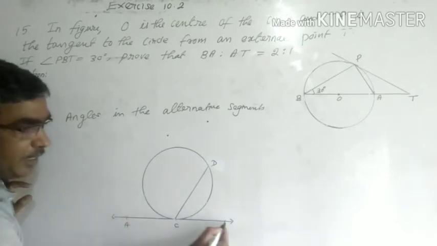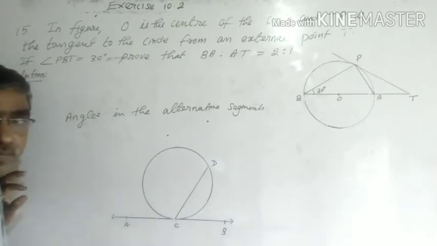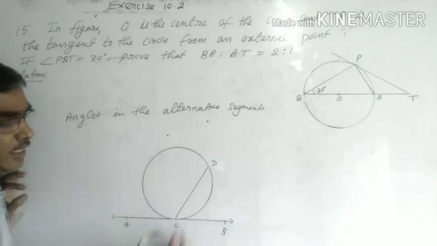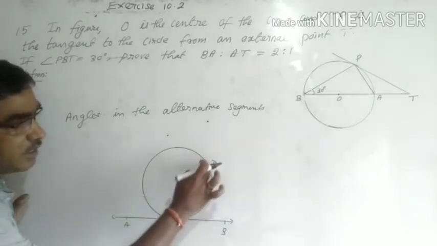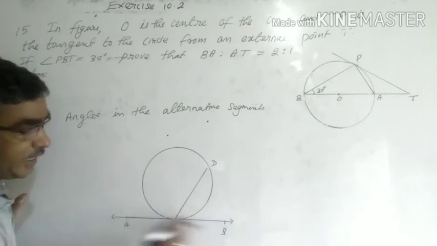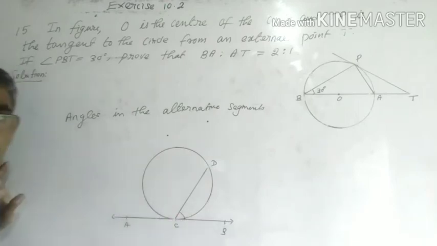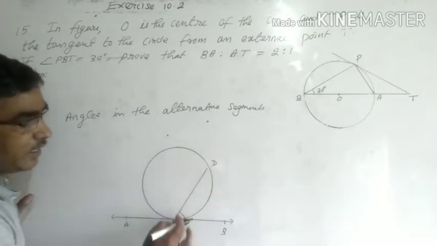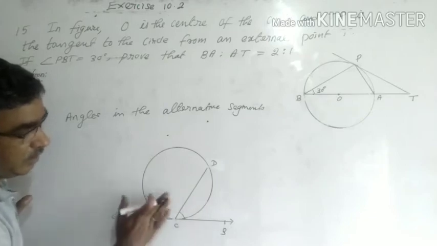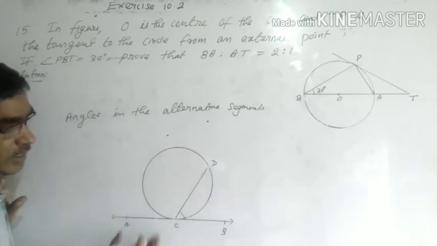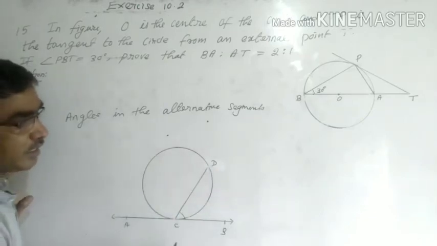Suppose AB is a tangent at C, CD is any chord through C. Now the chord CD makes two angles with a tangent. One is this side, one is this side. This angle DCB, or BCD, is in the minor segment side, this is called minor segment side. This angle DCA is in the major segment side. But what is angles in alternate segment?